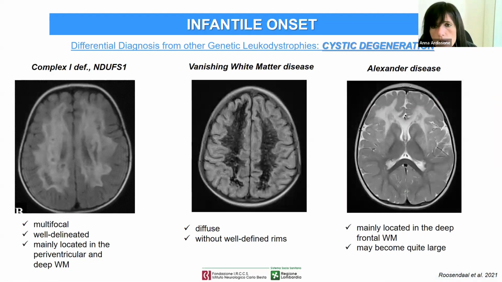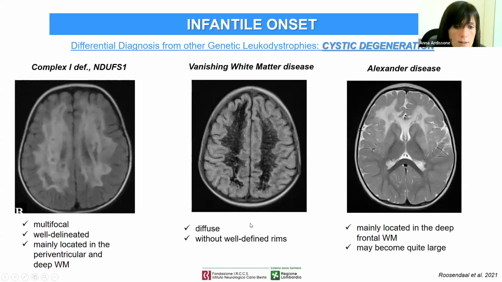But cystic degeneration is often associated with the mitochondrial leukodystrophy pattern in infantile cases, and this is an important point to underline because it is common also in other genetic leukodystrophies. And so it is important to address the differential diagnosis. The characteristics of the cystic degeneration observed in mitochondrial disorders are different from those of other genetic leukodystrophies. I share some examples. The cavitations in mitochondrial disorders are multifocal, as we can see, well delineated and generally located in the periventricular and deep white matter.